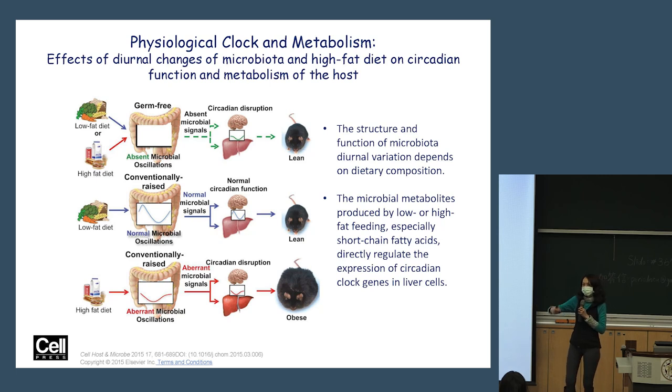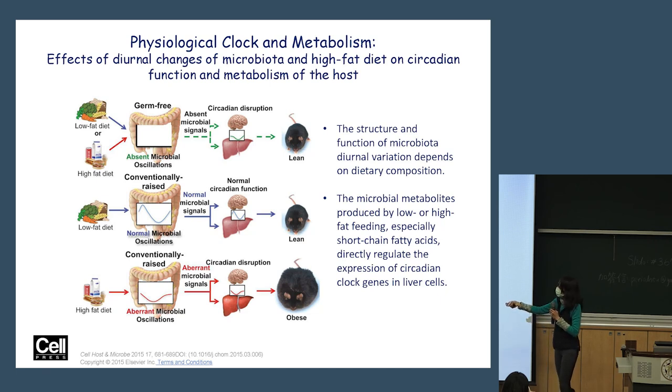So you have to coordinate with each other in order to have a healthy gut, right? So what they did is this. They put mice into a germ-free environment. Completely no bacteria in the gut. They gave the mice a low-fat diet or high-fat diet. No matter what, the circadian rhythm is not disrupted between brain and liver. And the mice are pretty skinny. But it's not likely going to happen in normal life, right?